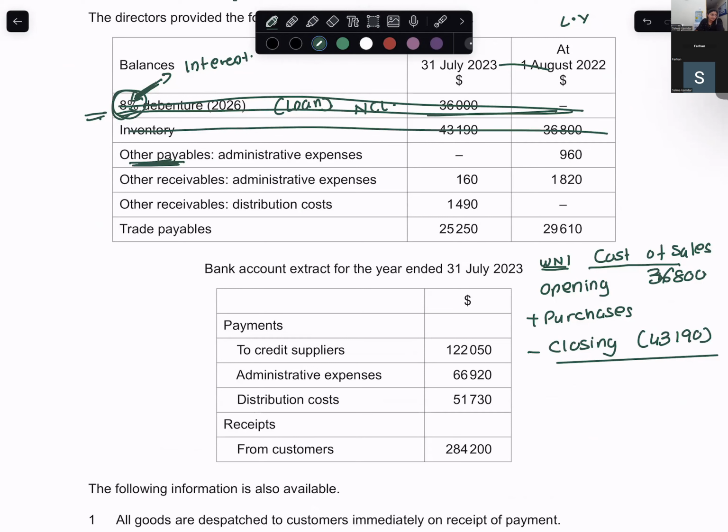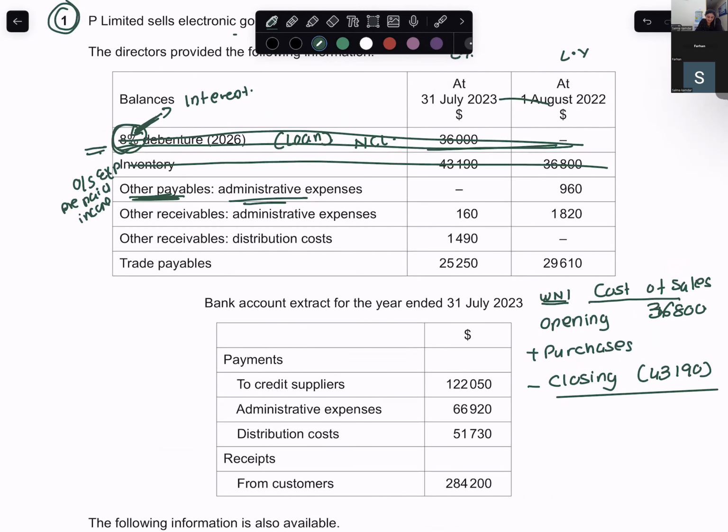Other payables will be, is it current liability? Yeah, but it is outstanding expenses and prepaid received income. So this is outstanding expenses. What is the treatment for outstanding expenses? For outstanding expenses, the current year will be added and the last year would be subtracted. So outstanding expenses of the last year is subtracted.